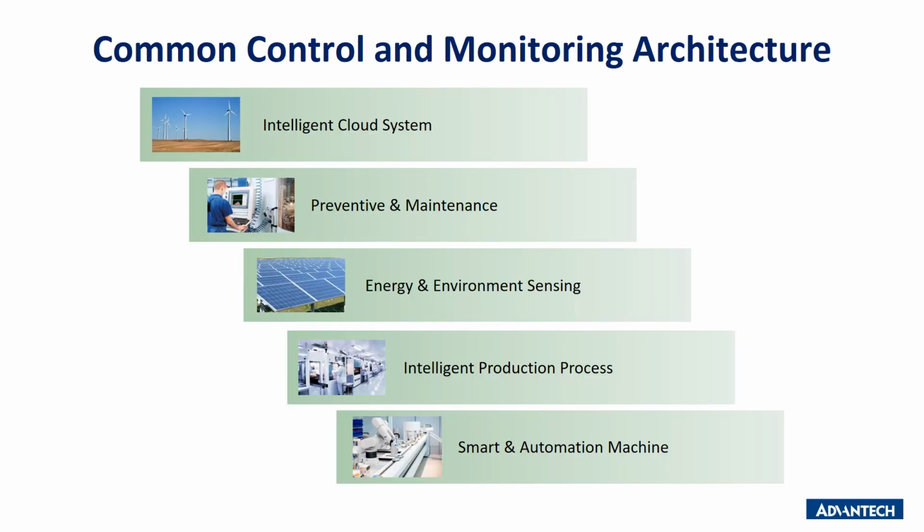Next, we'll introduce some common application classes for control systems. There are 5 common control and monitoring architectures: separate smart and automation machine, intelligent production process, energy and environment sensing, preventive maintenance, and intelligent cloud system.